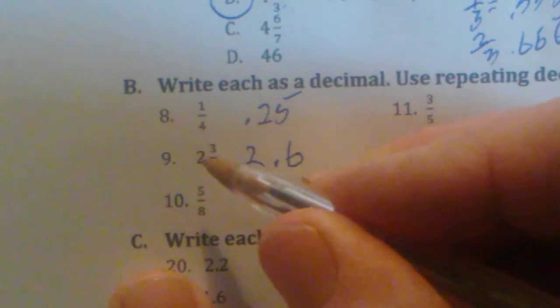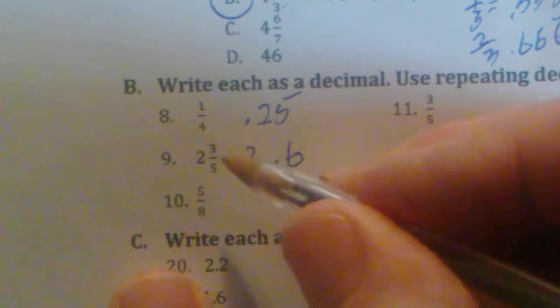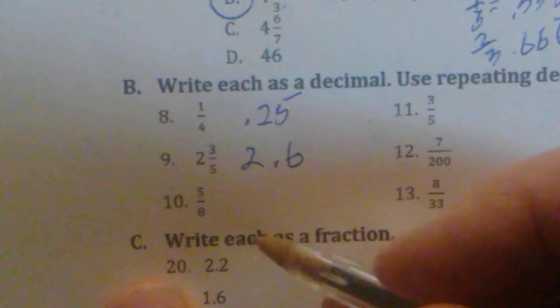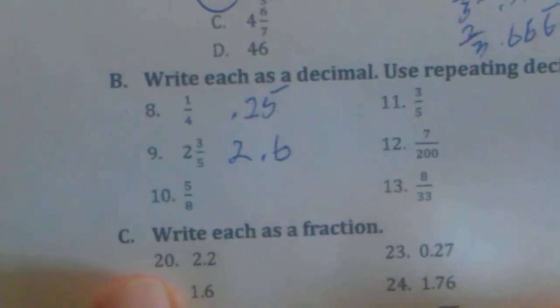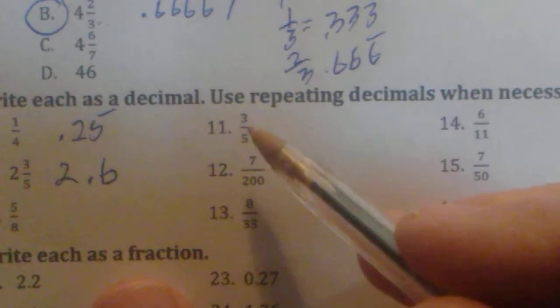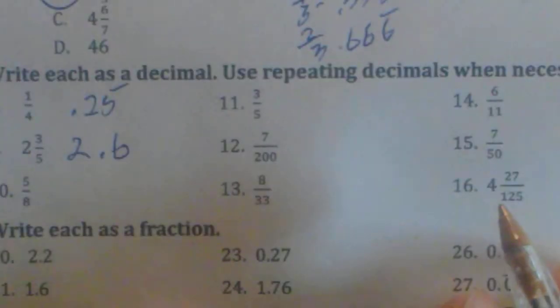3 divided by 5. You don't need the 2. 3 divided by 5, 0.6. 3/8, put them in your calculator. Is that 5/8? Okay, you can do all these in your calculator. 3/5 again would be 0.6.